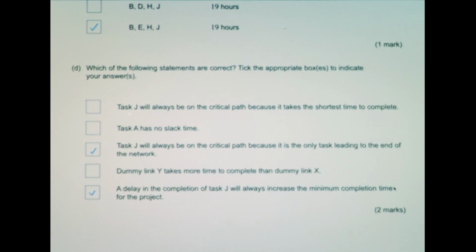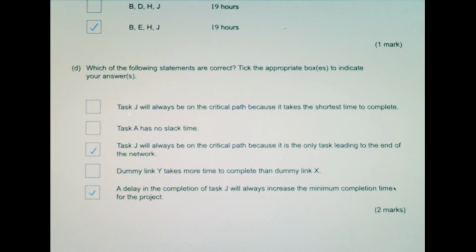And the common one, kids don't necessarily read the whole line. Like they've often read task J will always be on the critical path. Oh yeah, that is, they tick it. They don't read the second half. And the second half statement, that's wrong. So it's about teaching them to read the whole bit and critique the whole thing.